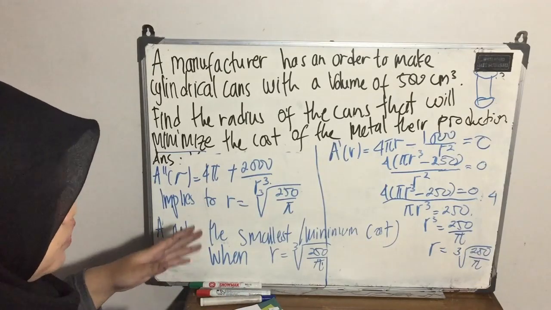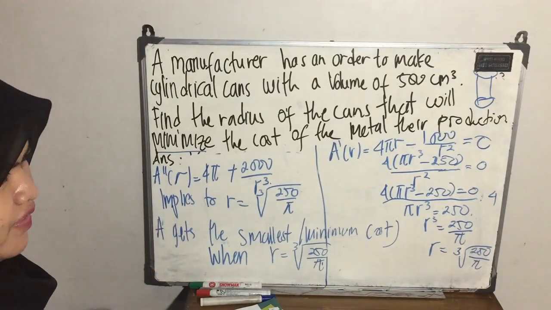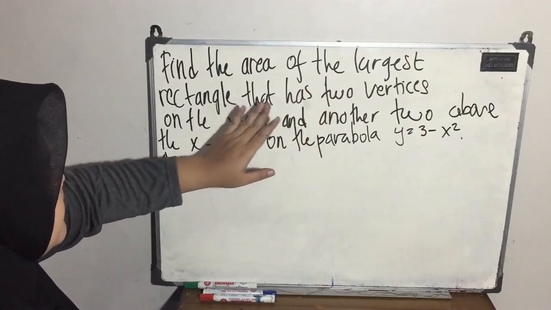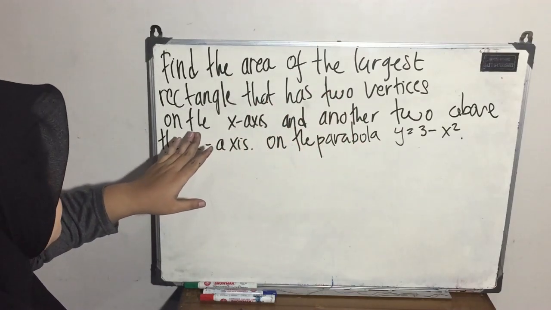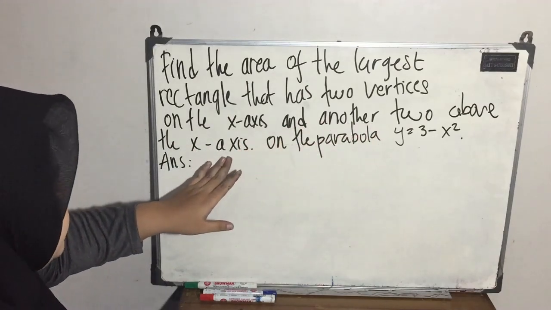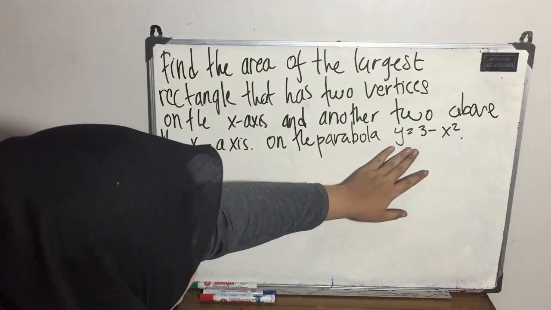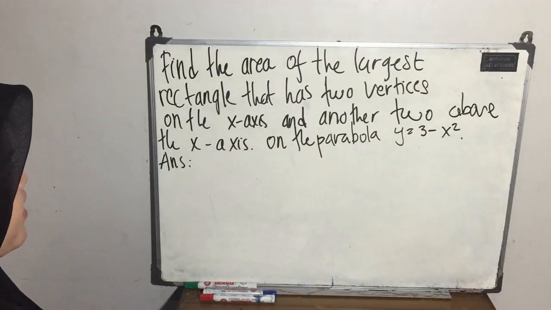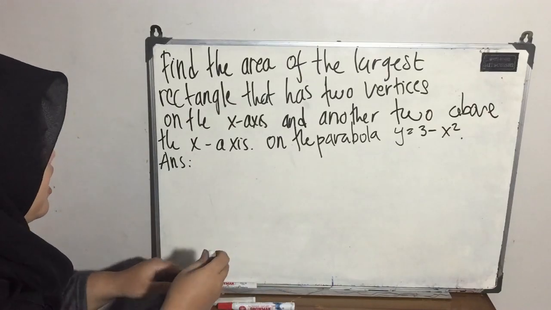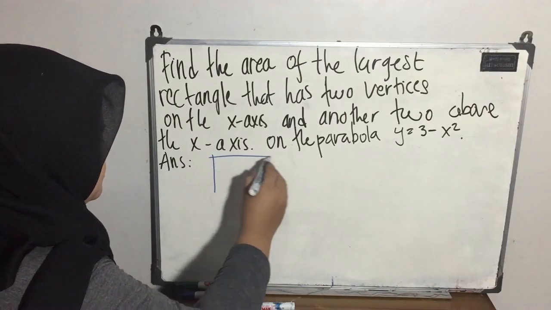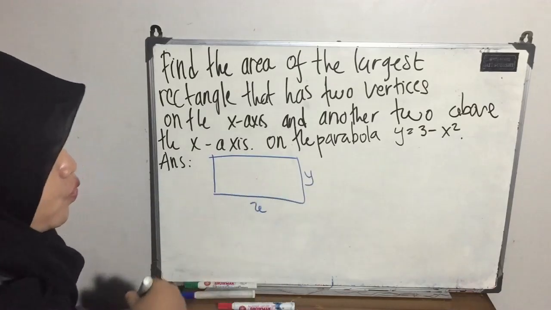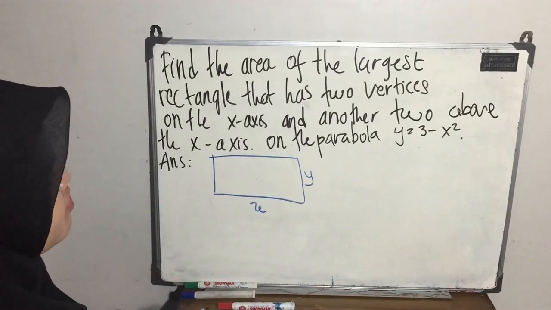So that's for today. No, we still have another question. Find the area of the largest rectangle that has two vertices on the x-axis and the other two above the x-axis on the parabola y equals 3 minus x squared. The rectangle is like this. Okay, there is x and there is y. Everyone agree?